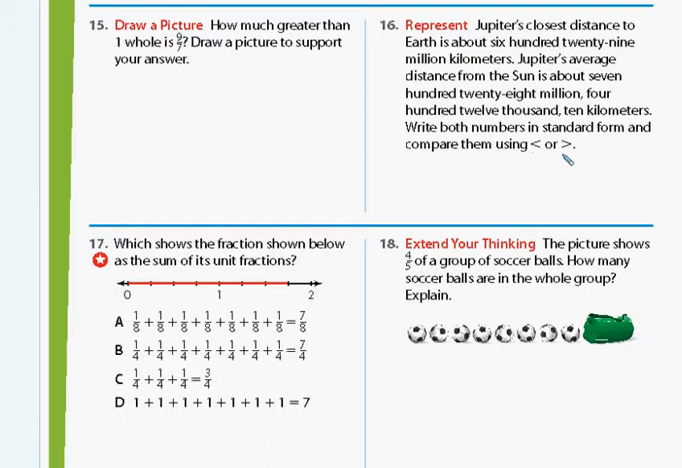And I have 629 million. And for the next one, for Jupiter's average distance to the Sun, I've got 728,412,010 kilometers. Big numbers there. So I'm going to write the first one first. I'm going to write Jupiter's distance to the Earth.